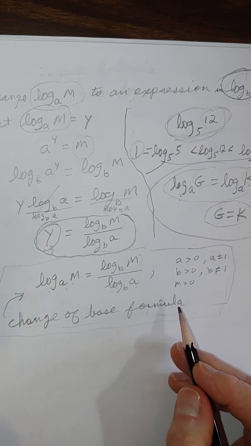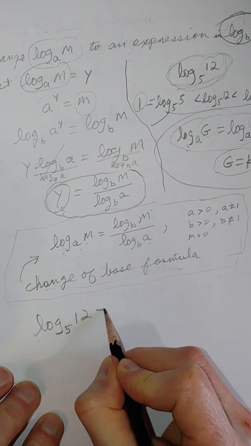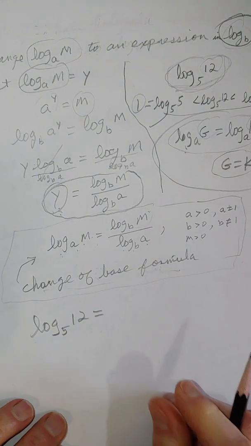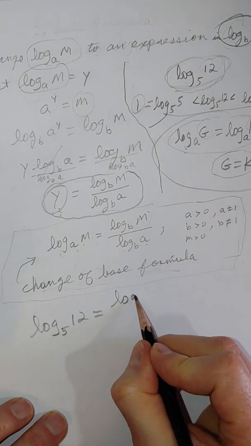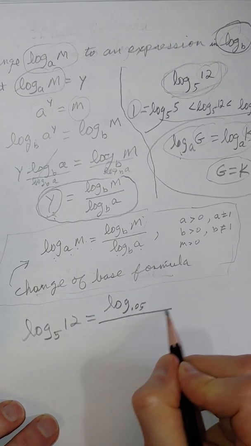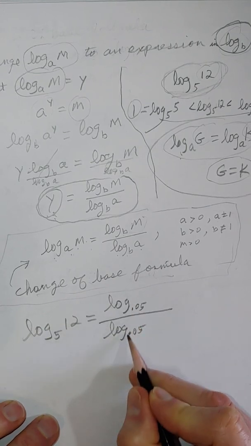Okay? So for example, if I want the log base 5 of 12, or I want to write it with a different base. Now, if I want to approximate it, I have to do it base e or base 10, because those are on my calculator. But I can write it in any base I want. I could write it as log base 0.05 over log base 0.05. I can use a 0.05 base in both the numerator and denominator.